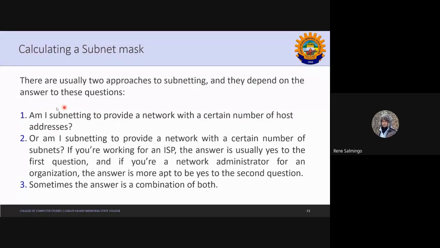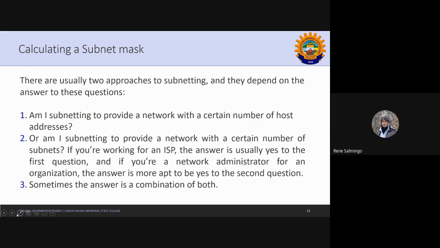So this is applicable, for example, if you are hosting a network at home. So you could manually adjust your network on how many people are going to connect to your internet. And if you are a network administrator for an organization, the second question is applicable because you will provide a large network of devices. So combining them is also a good reason why we are going to subnet. So these approaches are relevant in our subnetting paradigms.